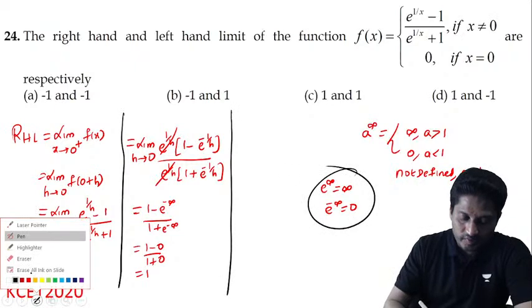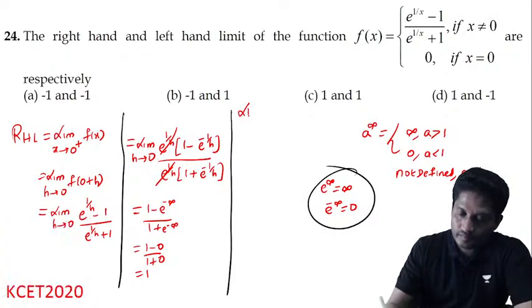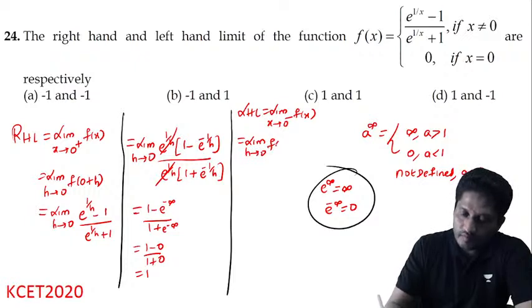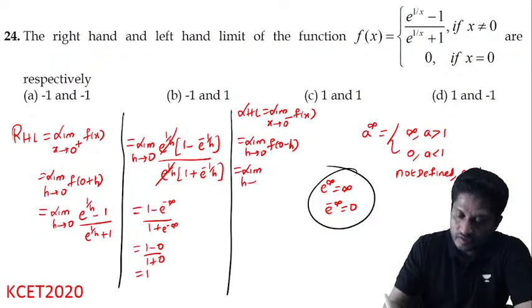Left hand limit is equal to limit x tending to 0 minus f(x), that is equal to limit h tends to 0 of f of 0 minus h, which is f of minus h. Limit h tends to 0 of f of minus h, if I substitute, e power minus 1 by h minus 1, e power minus 1 by h plus 1.